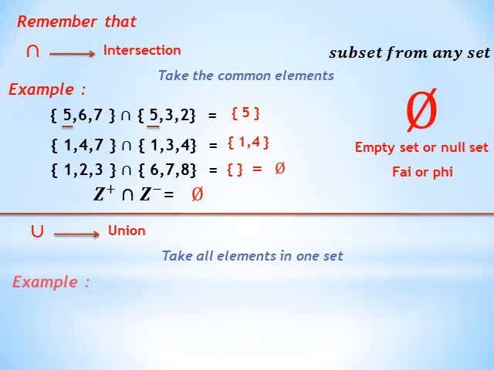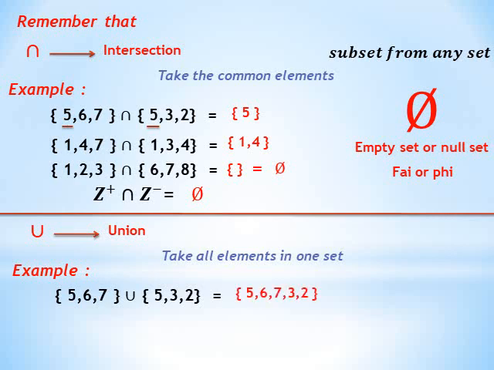Let's take an example. I found here 5, 6, and 7 union 5, 3, and 2. So I will take all elements in the two sets in one set, like that. I will take 5, 6, 7. I didn't repeat 5 again. So I will take 3 and 2. So the set will be 5, 6, 7, 3, and 2.